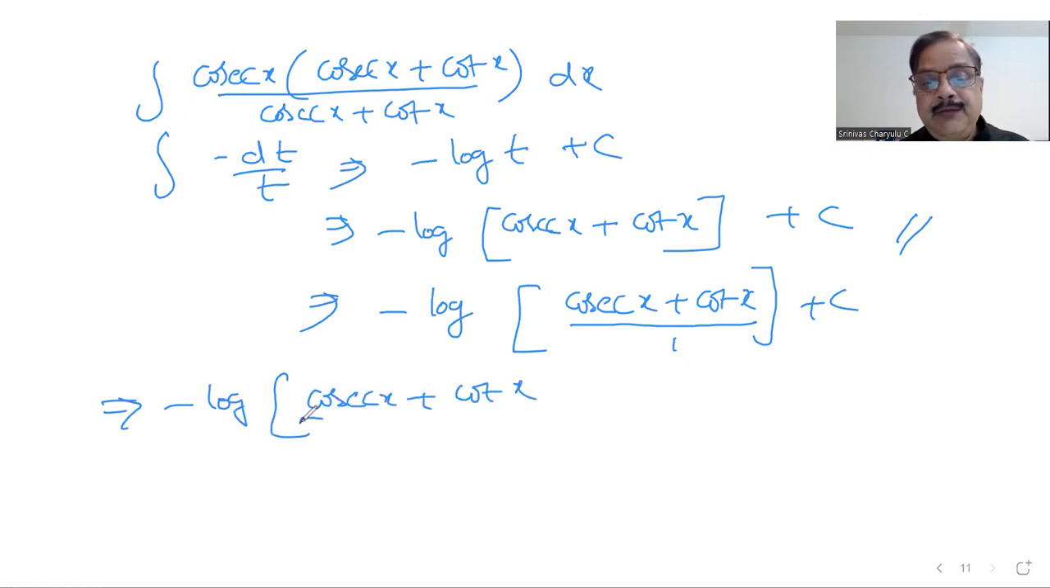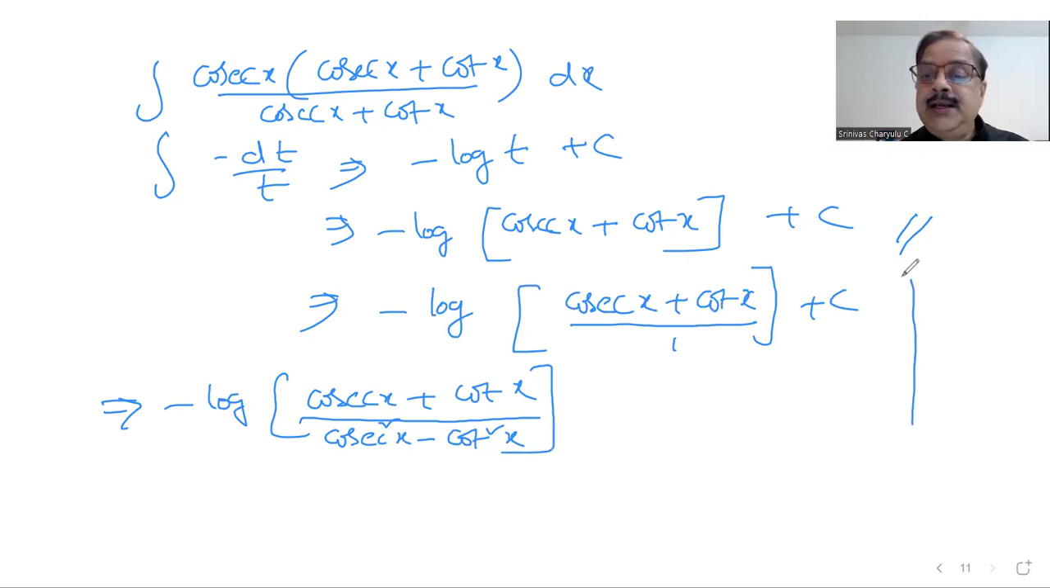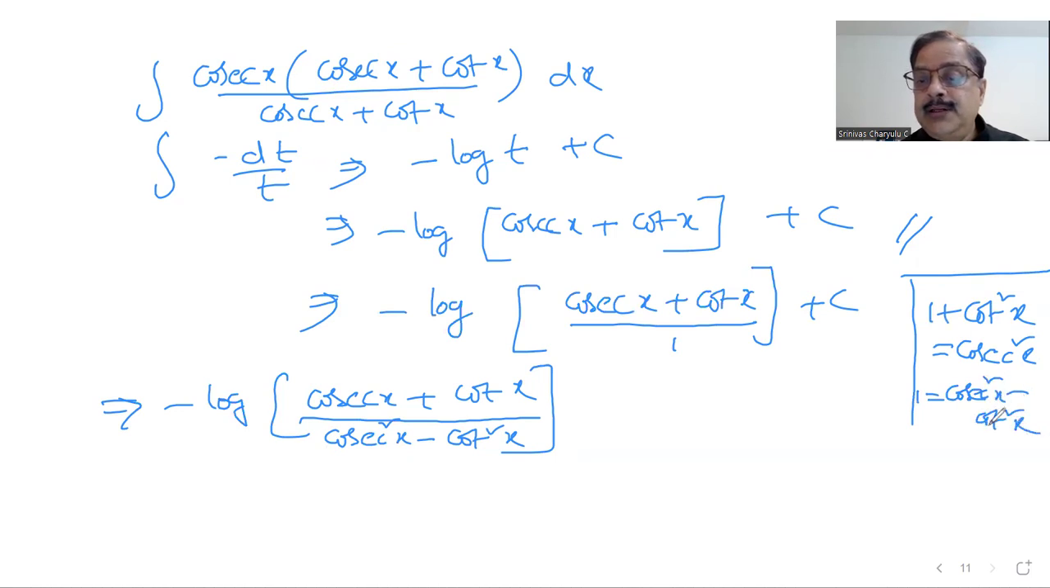This 1, from a trigonometric identity, you can write as cosecant squared x minus cot squared x. That is a trigonometric identity: 1 plus cot square x is equal to cosecant square x. So bring this cot square x to this side: cosecant square x minus cot square x. So 1 will remain. That's why this 1 was written like that.